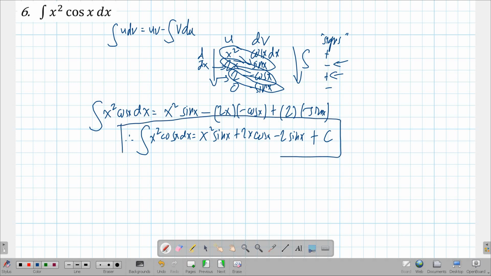And those are examples of performing integration by parts.